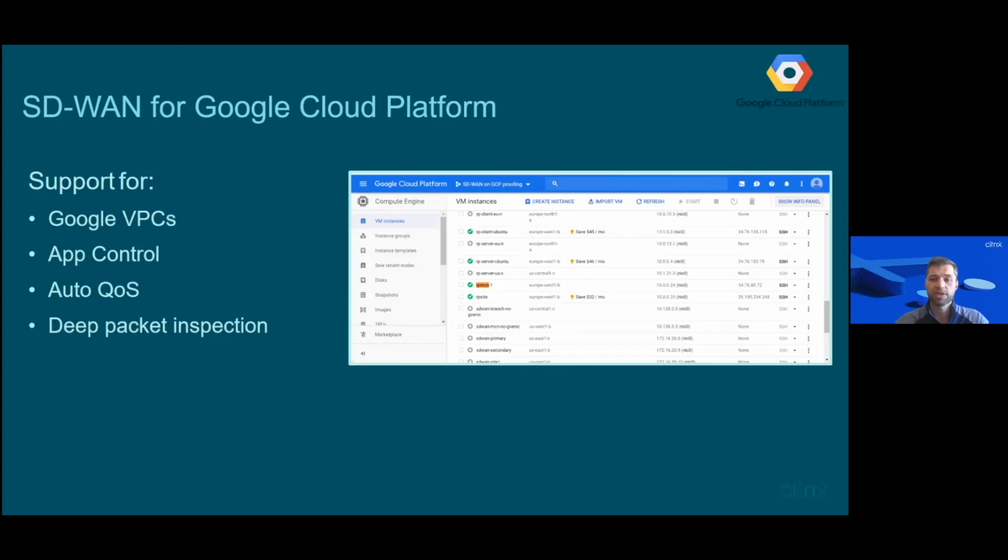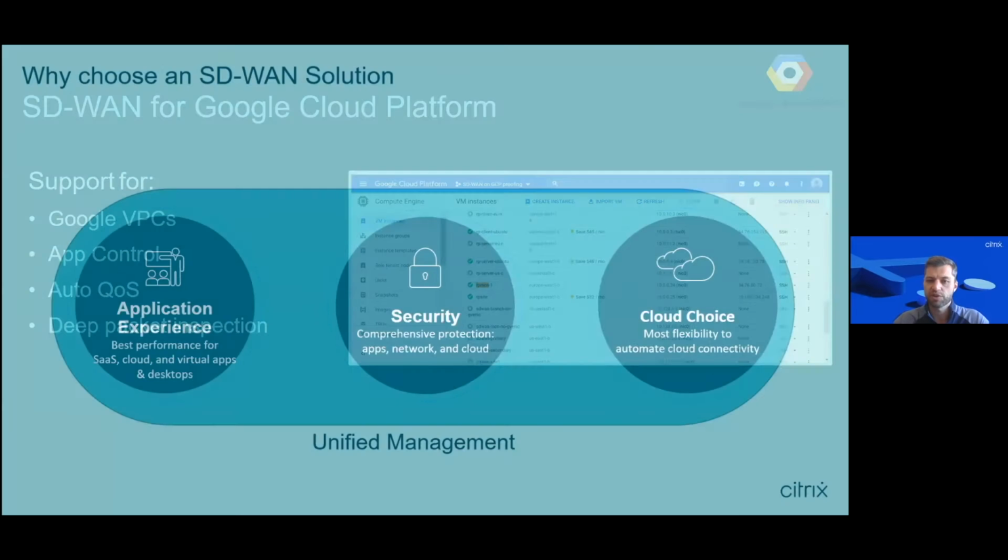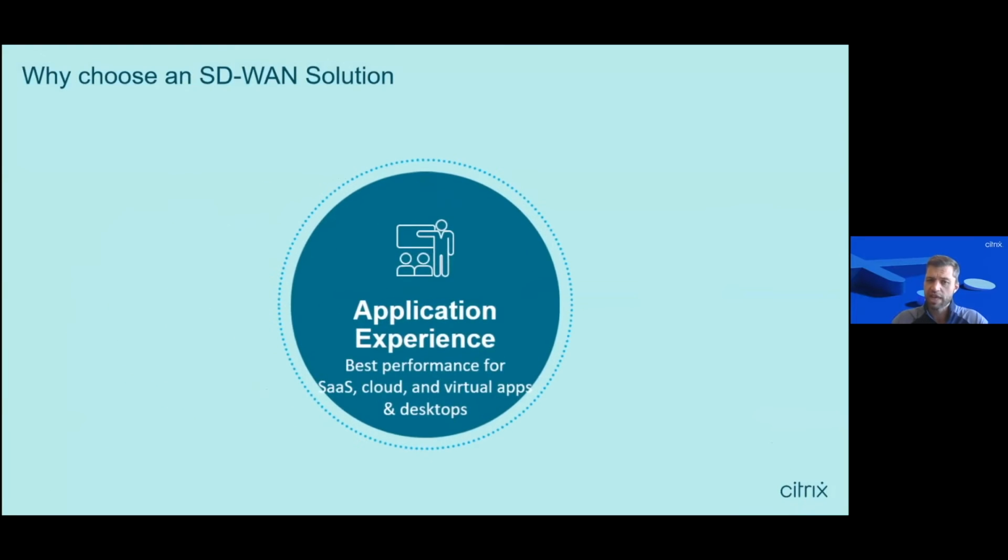So as with SD-WAN in general, it provides customers with better app control into the cloud with that auto QoS and deep packet inspection, to name just a few of those benefits. So that was cloud choice. This brings us to the second section on why SD-WAN is becoming our preferred solution. It provides application experience to improve the performance for your SaaS, your cloud, and your virtual applications.